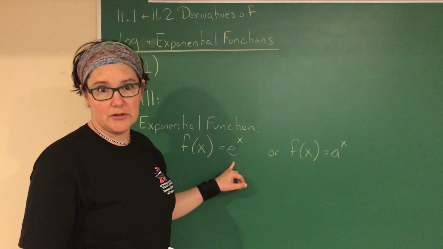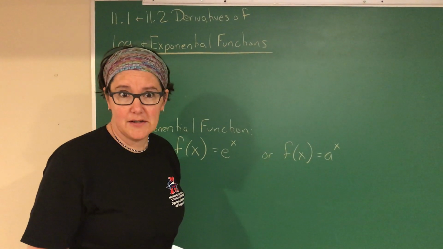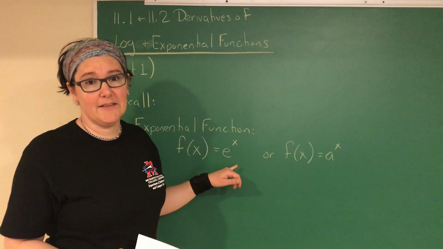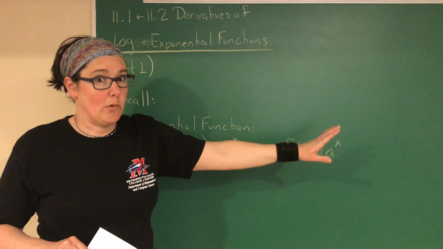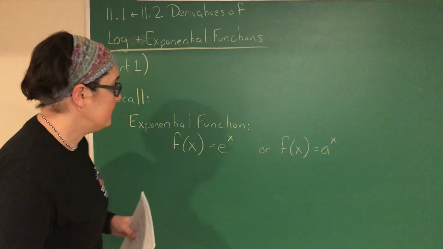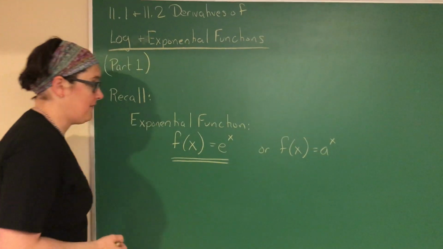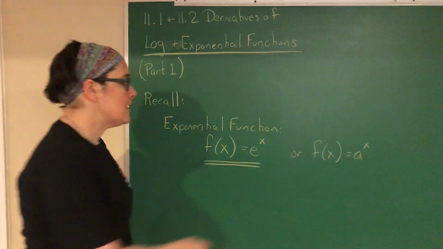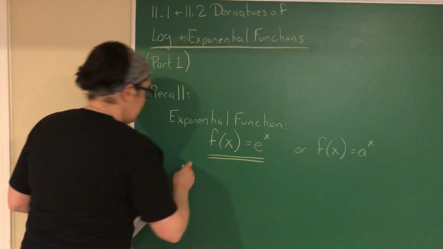E is a really special number. It's 2.7 and so on. You can type it into your calculator. It's kind of like pi in the sense that the decimals go on forever and ever. For some reason, it's not quite as hip and cool as pi, but anyway, e is the number that we're looking at here. We are mainly going to be focusing in terms of exponential functions on f of x equals e to the x, but you want to be aware that you can have other bases as well. Okay, so that's what an exponential function is.